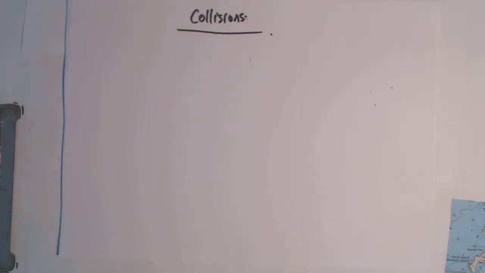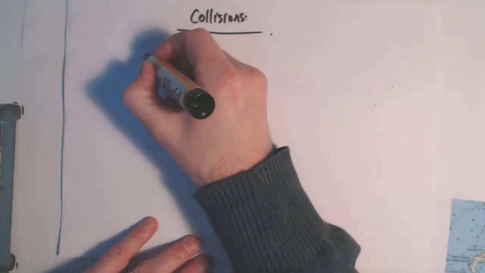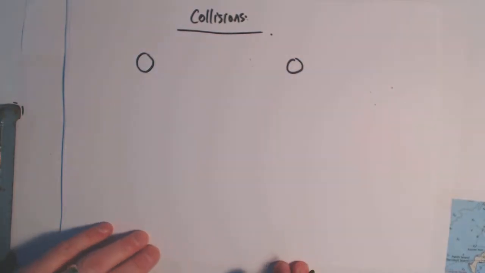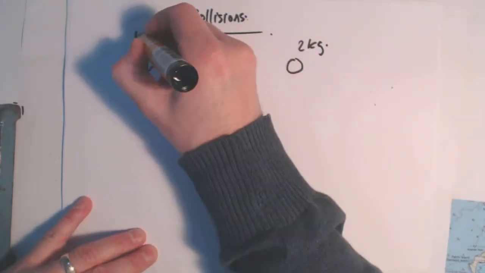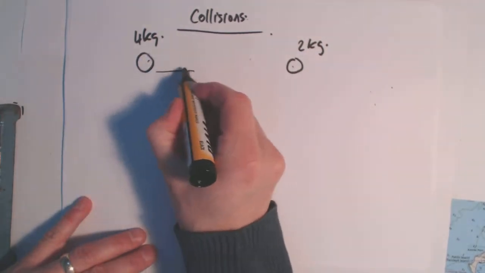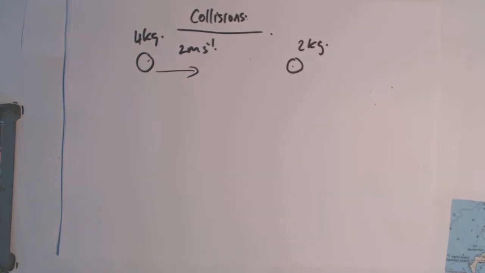Alright, what we're looking at here is collisions. And again, this is year 12 work. If we have a ball moving along, say we'll make that one 2 kg, we'll make that one 4 kg, and that one's not moving, and that one is. And we'll make that 2 meters per second. We're going to have a collision, right?